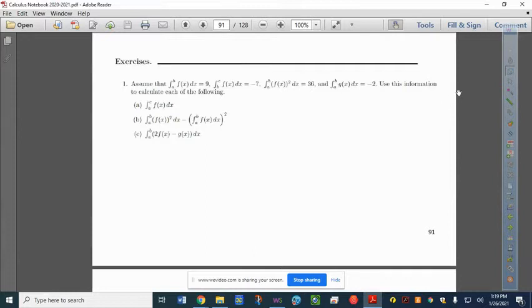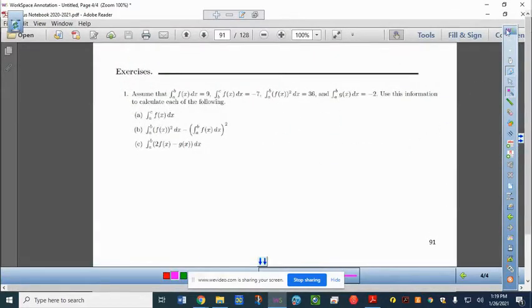So here we are, and we've got some information there. We know that the integral from a to b of f of x is 9. From b to c is negative 7. And from a to b of f of x squared is 36. And a to b of g of x is negative 2. Use this information to calculate each of the following.